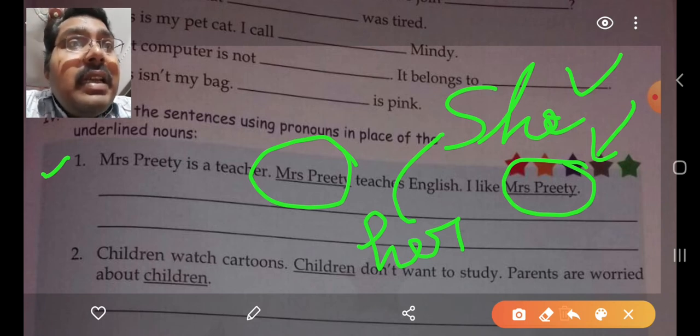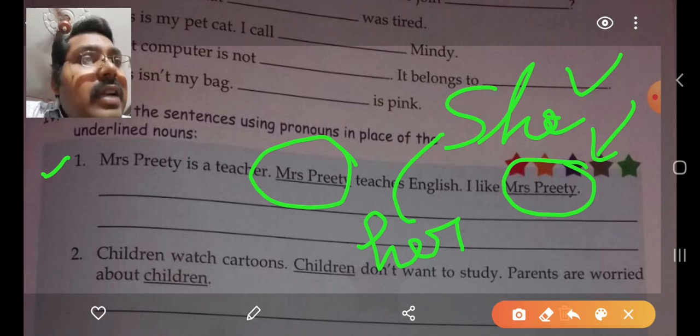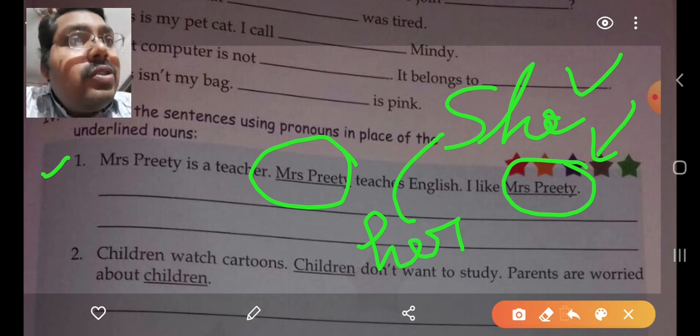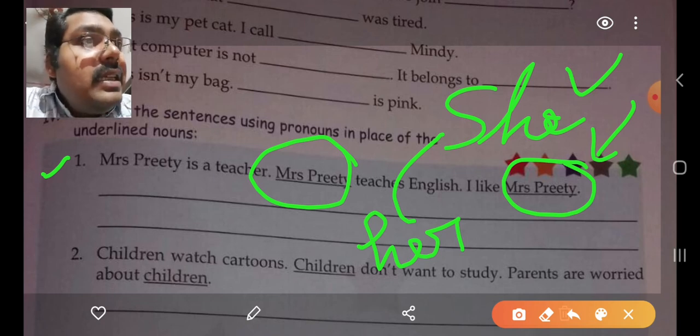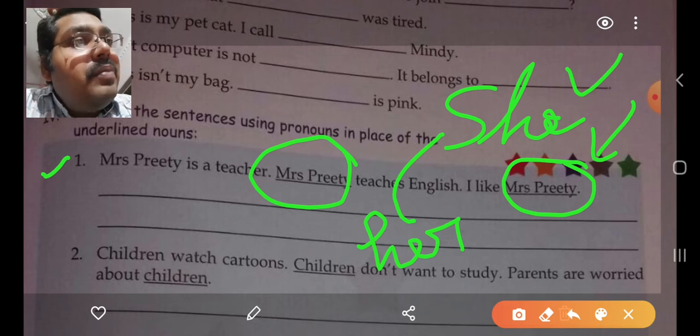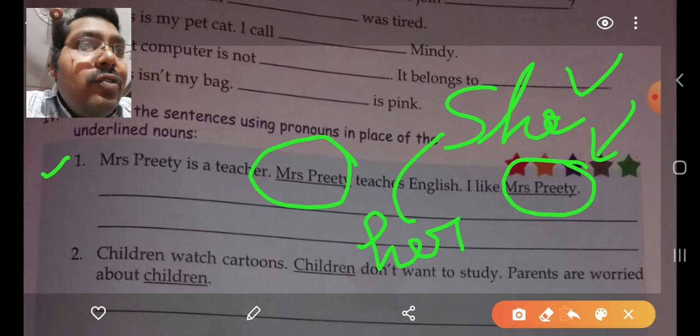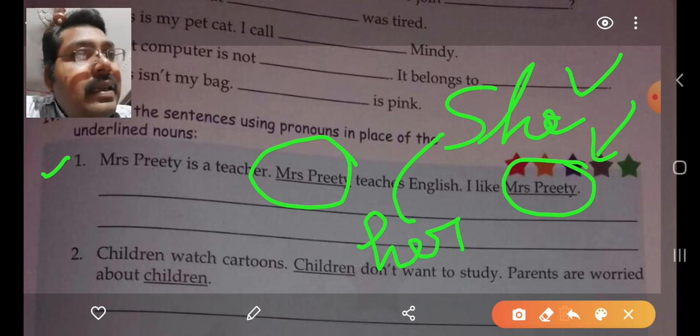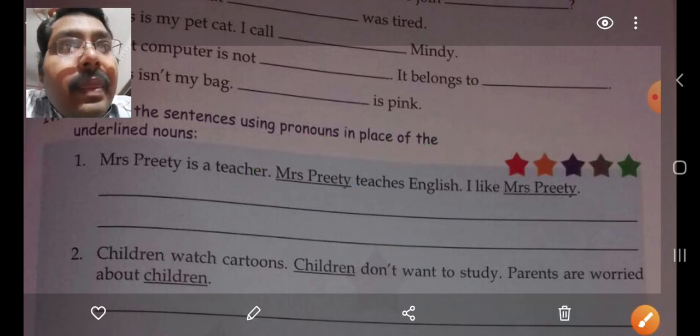Mrs. Preeti is a teacher. She teaches us English. The underlined word is Mrs. Preeti. And in I like Mrs. Preeti, underlined, Mrs. Preeti in the last sentence is used as an object. So we will write her. I hope it is clear to you.